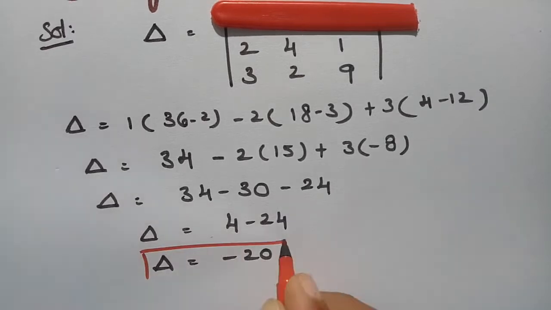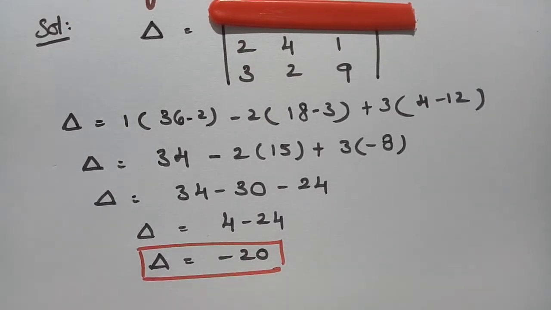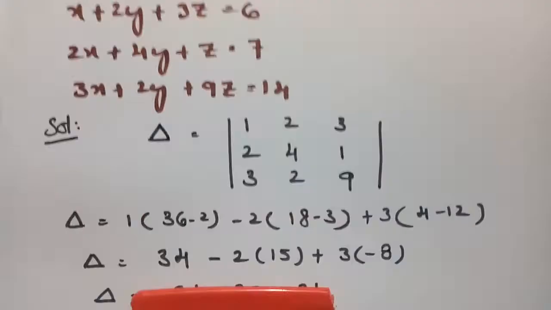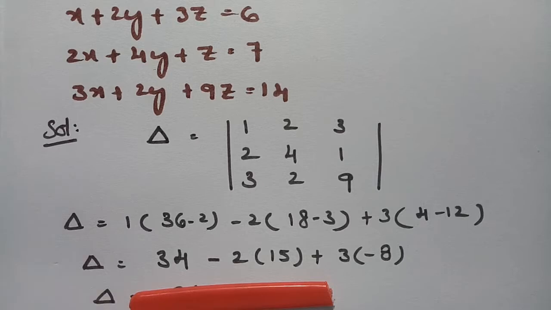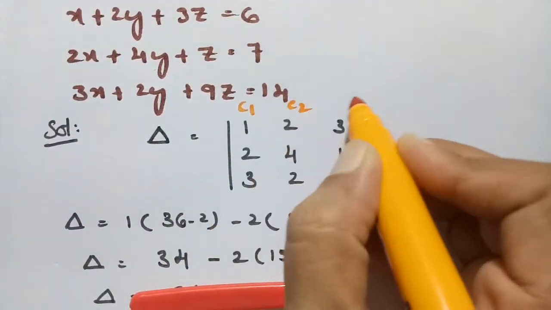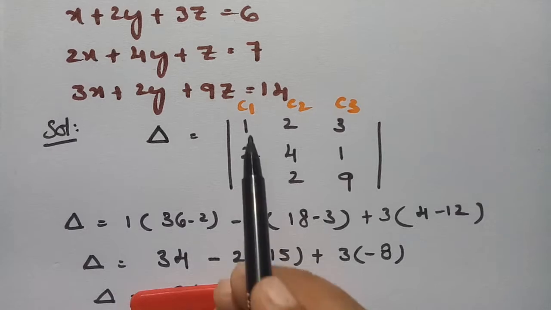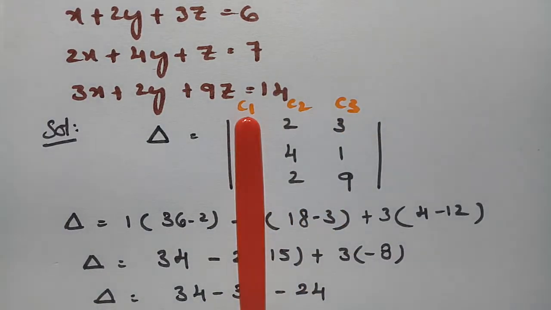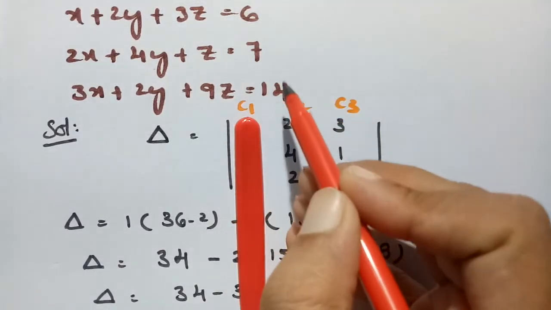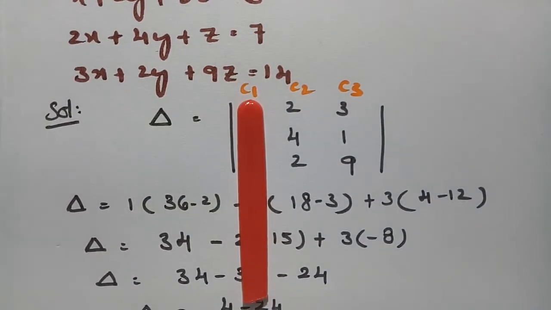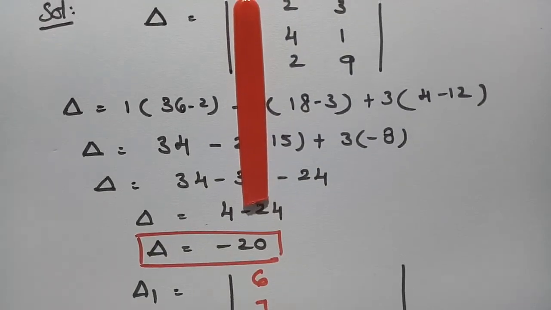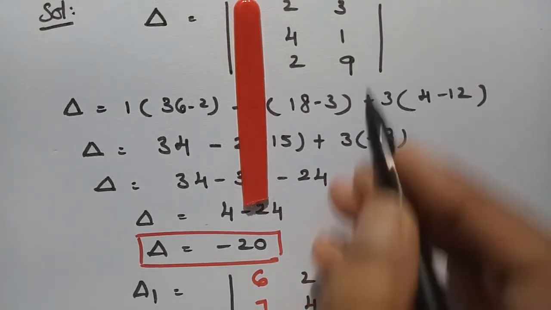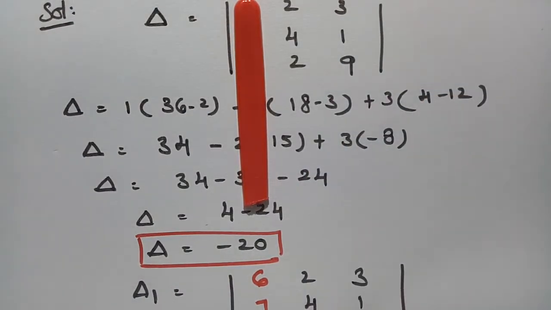After getting our delta value, I have to frame delta 1. For finding delta 1, I have to replace column 1. This is column 1, this is column 2, and this is column 3. I replace column 1 with all the constants on the right side of the equation, which are 6, 7, 14. Column 2 is 2, 4, 2, and column 3 is 3, 1, 9.